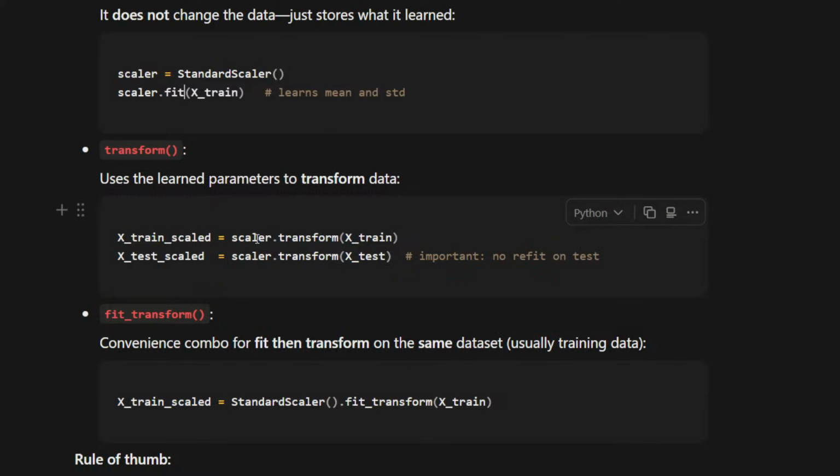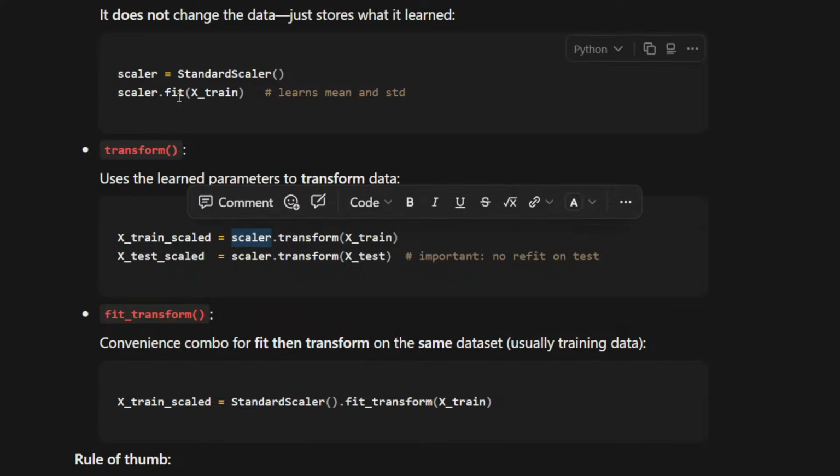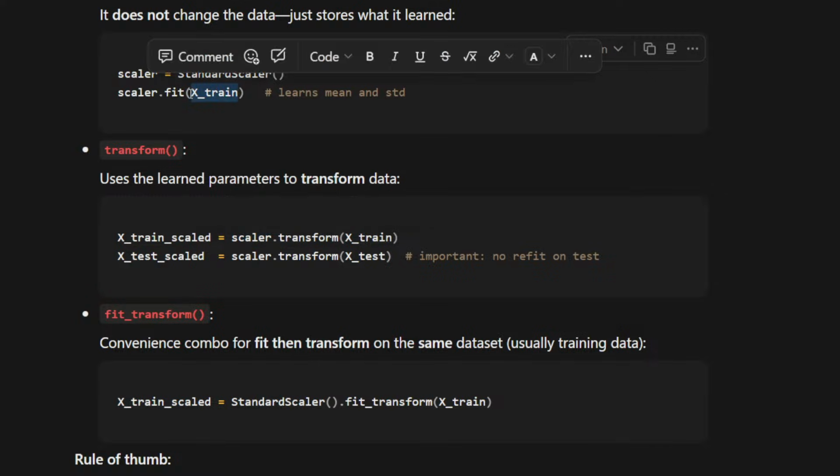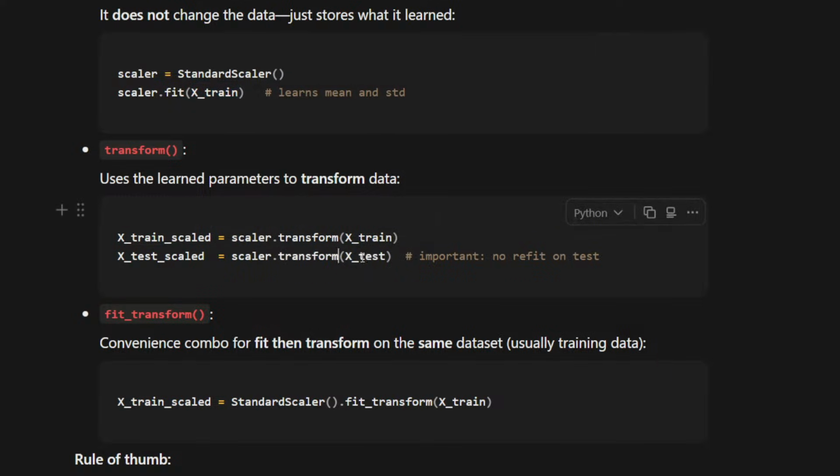Train scaled is basically scaler dot transform of X train. X train is the training data set. You transform the training data set based on the scaler. The scaler was fitted on the X train. I'm sorry, yeah, transforming X test also.